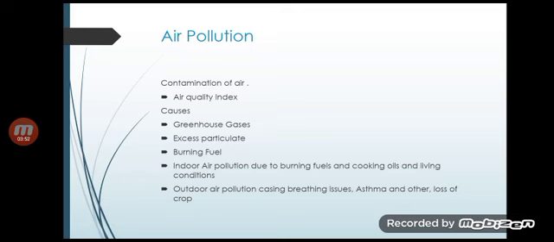The other type, outdoor air pollution, can again cause breathing issues, asthma, and chronic diseases among not only children but adults as well. So we need to take care of both of these aspects.